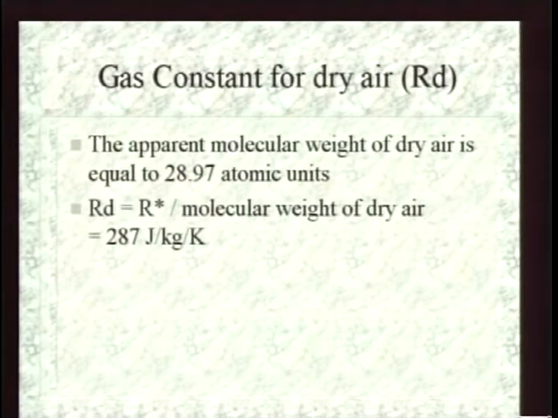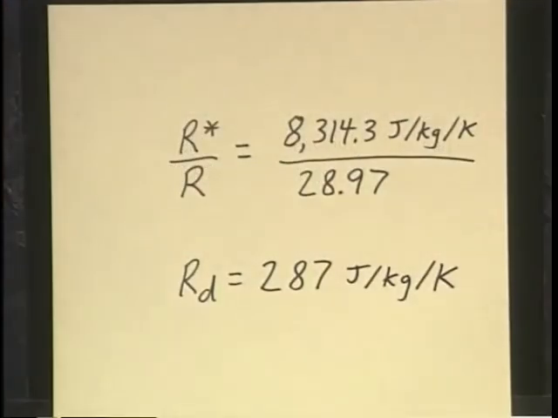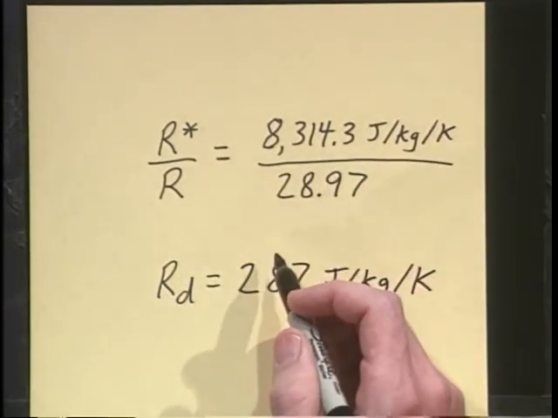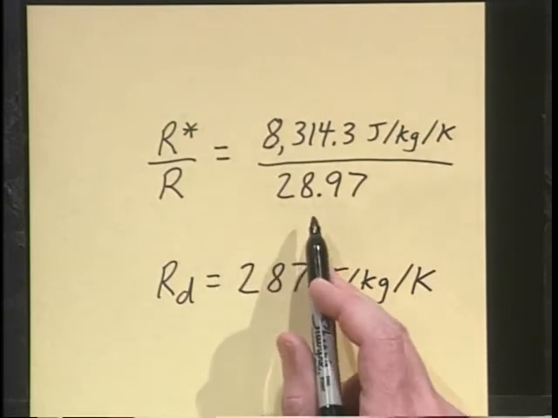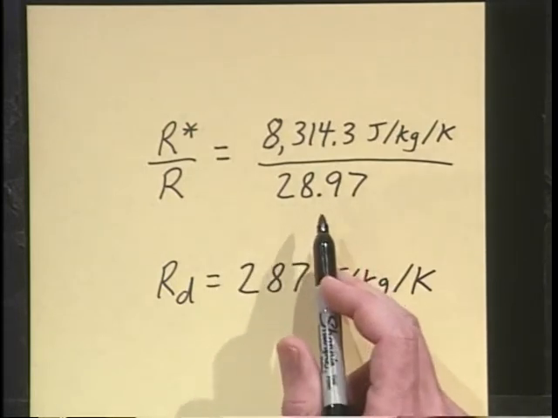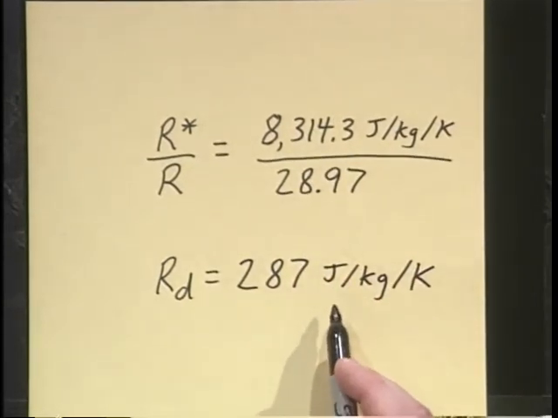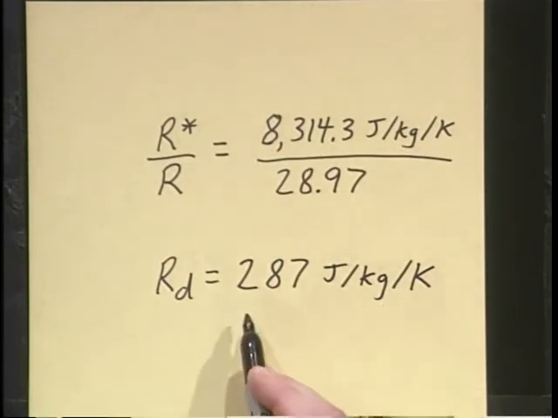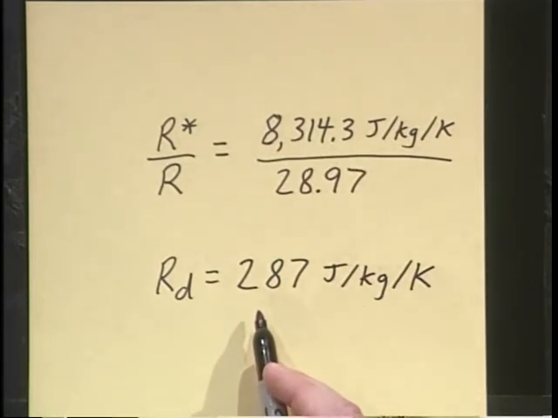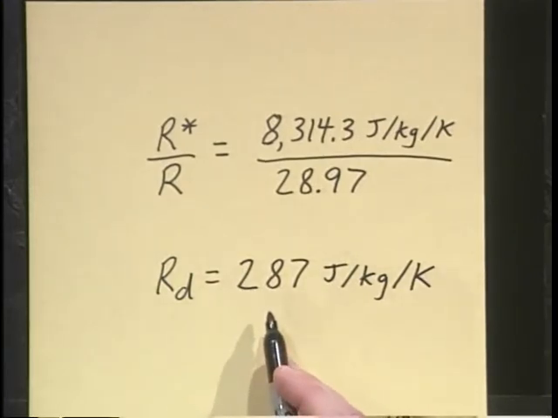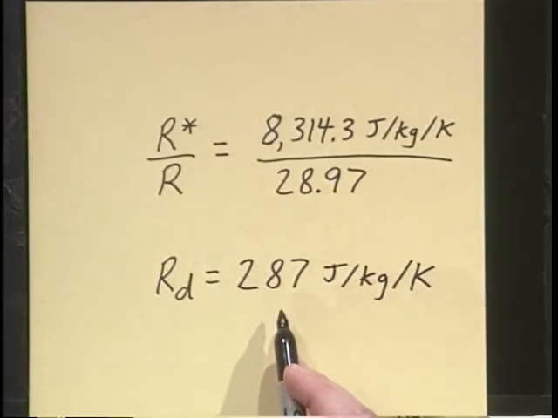And on the overhead, we'll take a look at that division. We have our value of R star, and we divide that by the molecular weight of dry air, 28.97. And when we divide that out in the calculator, we end up with this value of 287 joules per kilogram per Kelvin. You'll run across this number several times this semester when solving equations, RD. And now you know where that number comes from.